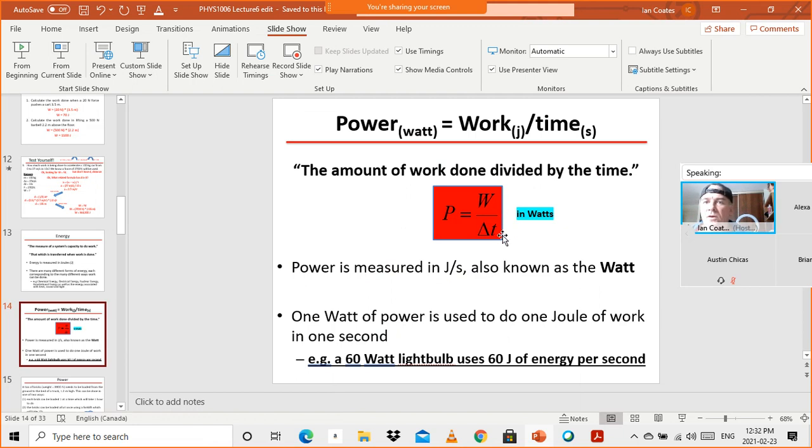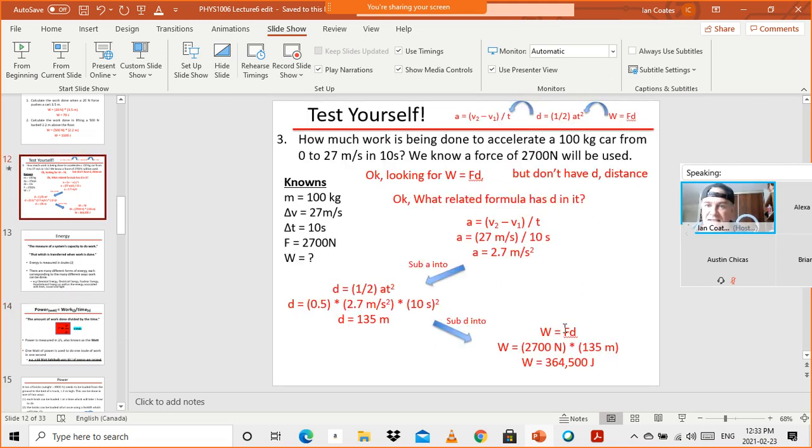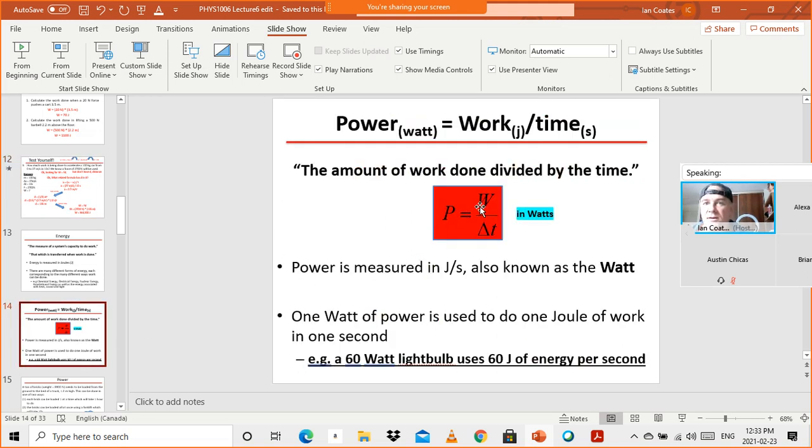Power is equal to work divided by time. Okay? And work is in joules, right? We just did that one, right here. Work is equal to force times distance. All right? And then you have power is equal to work divided by time. So power is in watts. And 1 watt is a joule per second. Okay? And so 1 watt of power is used to do 1 joule of work in 1 second. And an example, we've seen watts there before. A 60 watt light bulb uses 60 joules of energy per second. That's how that one works. So 60 watts, 60 joules per second. So power is equal to work divided by time. And again, these are just plugging and playing.